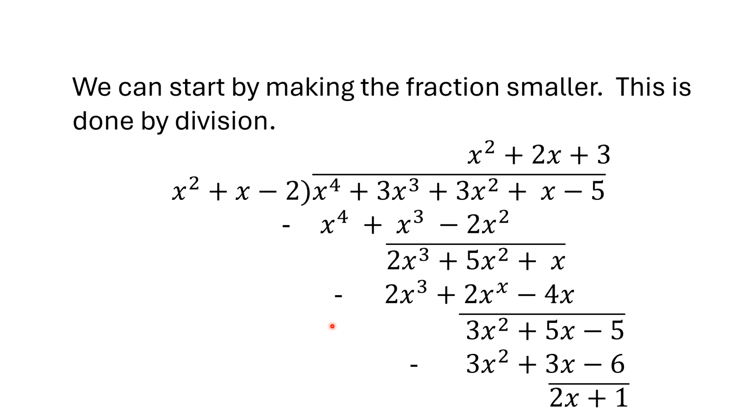So we make the long division, x squared plus x minus 2 into x to the fourth plus 3x cubed plus 3x squared plus x minus 5. Well, I would hope that you can all follow the steps. If not, pause it and please read it. You end up with a quotient x squared plus 2x plus 3 and a remainder 2x plus 1, which we'll write over x squared plus x minus 2.